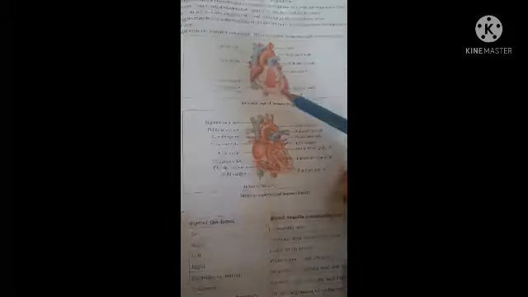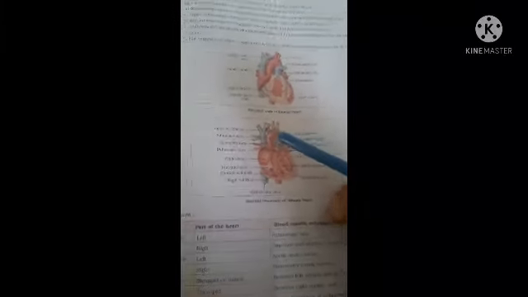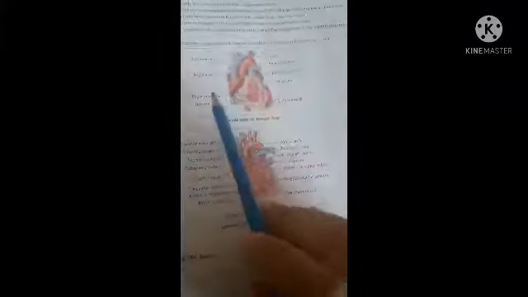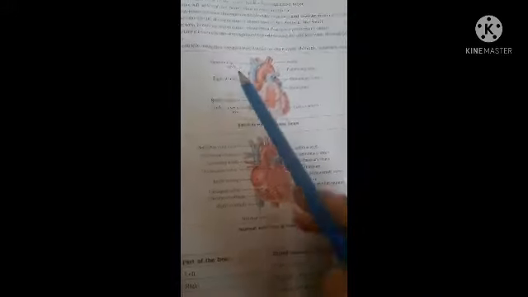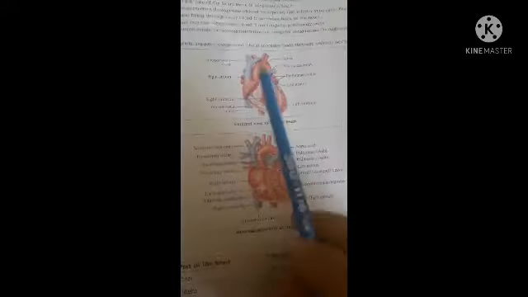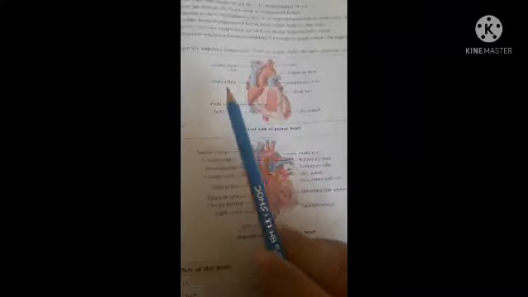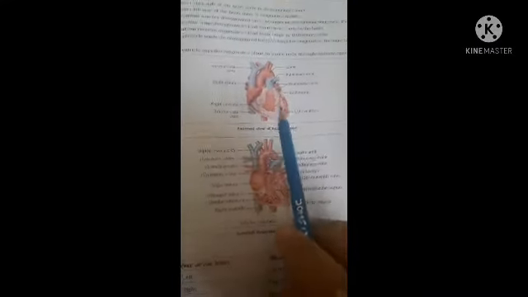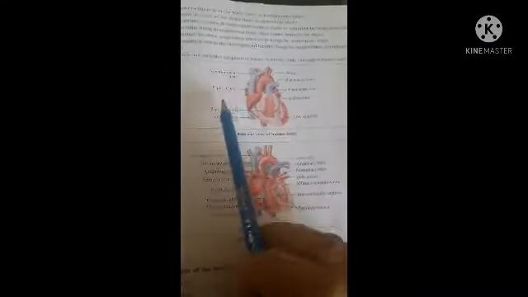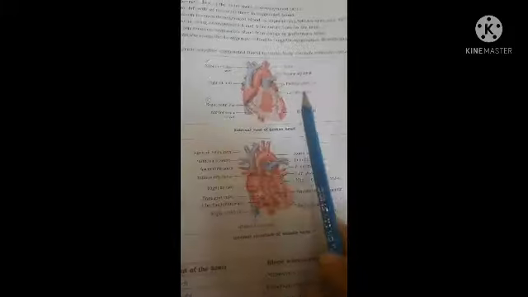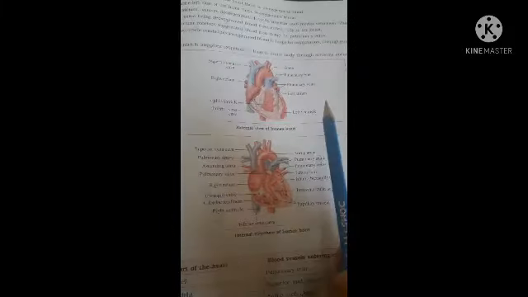So yes children, I already told you about the structure of the heart. We already learned this in the theory part. See the labeling, see the diagram. This is superior vena cava, this is right atrium. As we learned, there are 4 chambers in the heart: right atrium, right ventricle, left atrium, left ventricle.